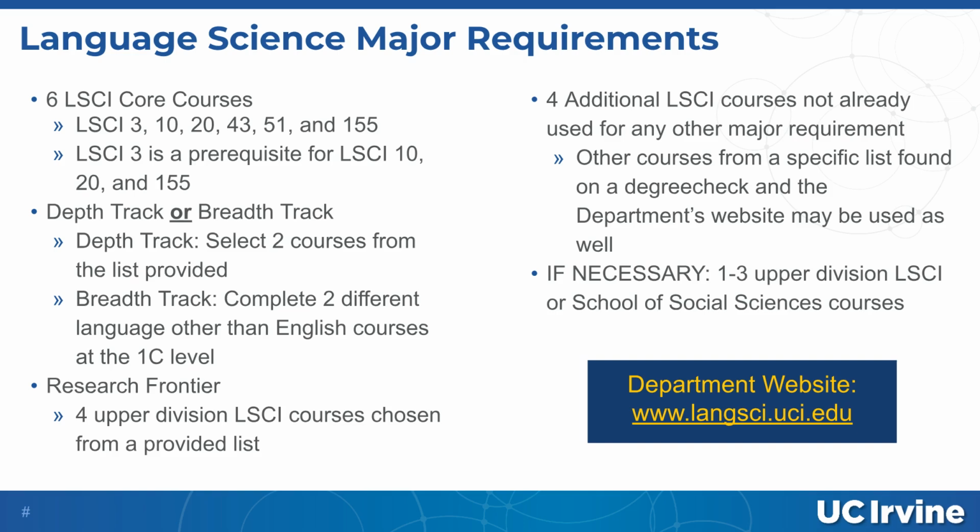The second point of note is that language sciences students may need to take 1 to 3 upper division social sciences courses, in addition to the other major requirements already covered. This is because language science majors are required to complete a total of 9 upper division social sciences courses.